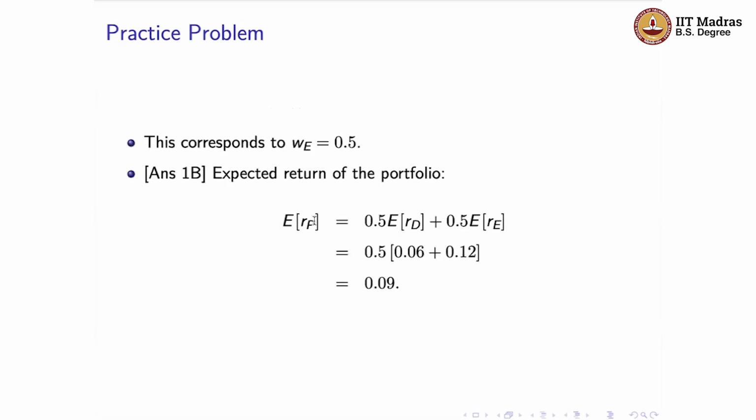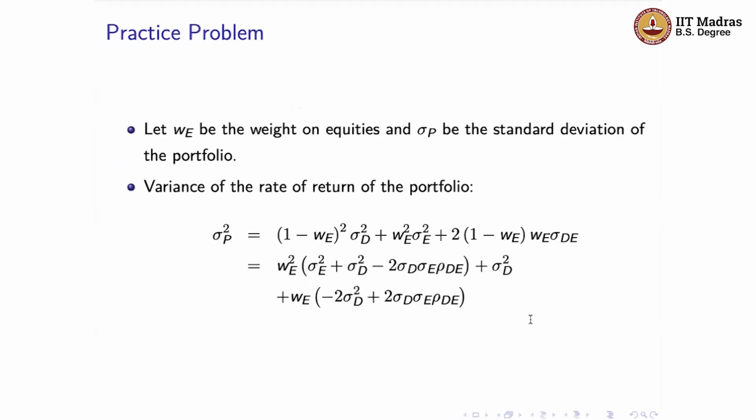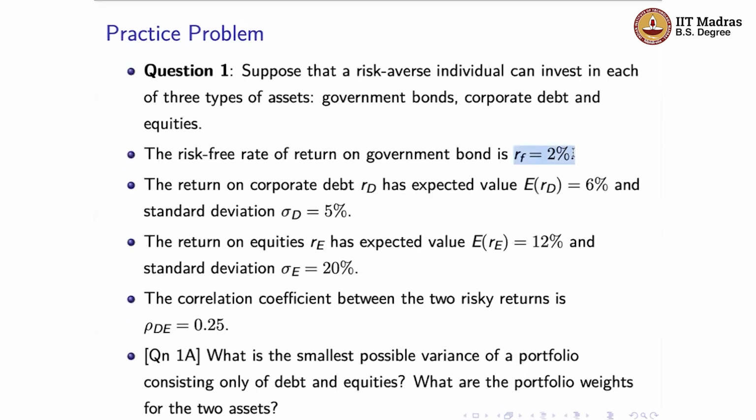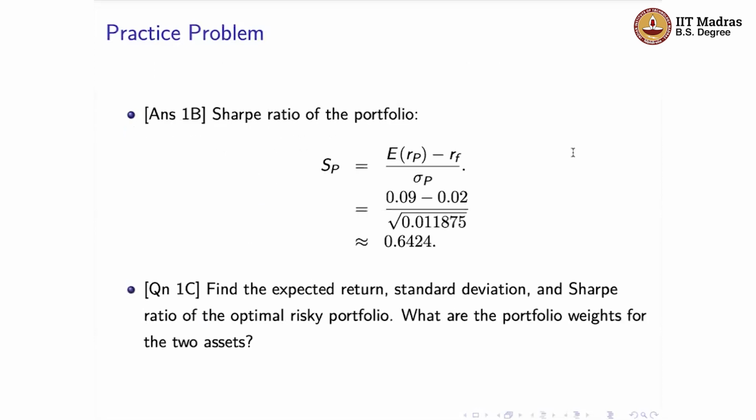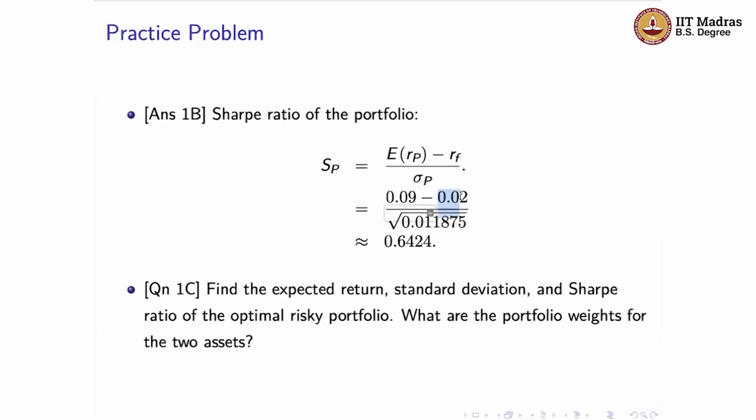The third part asks about what is the Sharpe ratio. So we have got the expected return. We have got the standard deviation. So the only other ingredient that we need is the risk-free rate, but that is also given as a parameter to us, right? That's the 2%. And so we can put all of this together so that the Sharpe ratio of this portfolio is 0.09, which is the term that we had here, minus 0.02, the risk-free rate. And in the denominator, we have the standard deviation. So if we do the approximation, this turns out to be approximately 0.6424. Okay. All right. Now, this was for this particular portfolio.